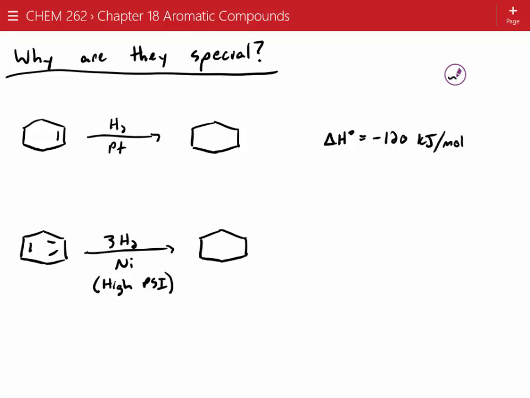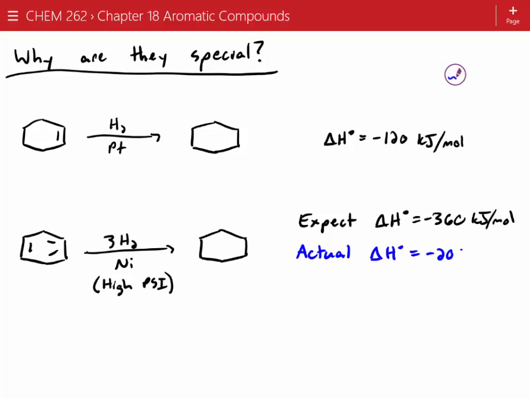So what do you think the delta H value should be? 360. Yeah, we would expect it to be 3 times that top value, right? So we'd expect a delta H naught of negative 360 kilojoules per mole. The interesting thing is if you run this, the value isn't what you would expect. The actual delta H value for this one is negative 208 kilojoules per mole, which means this reaction isn't as exothermic.